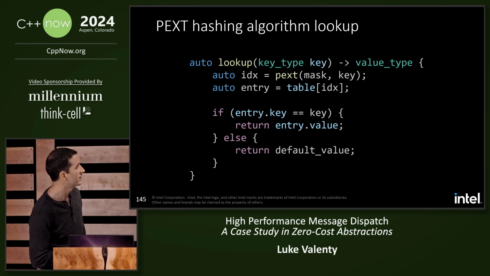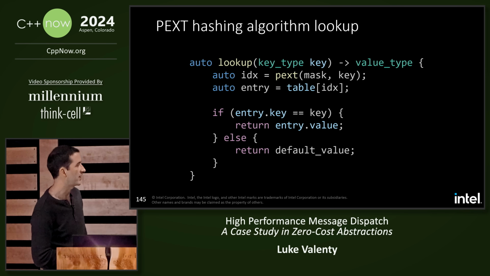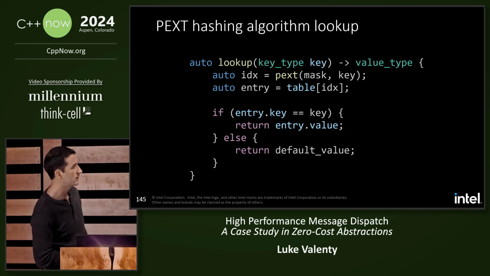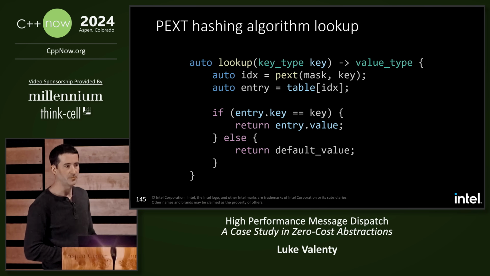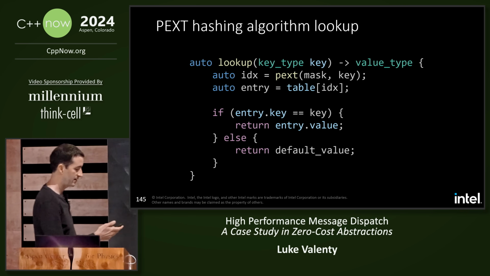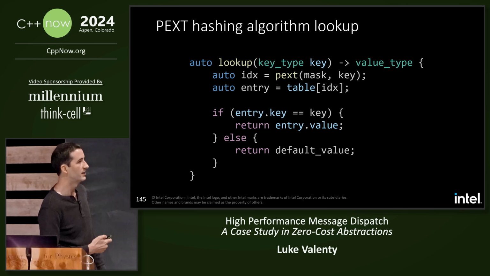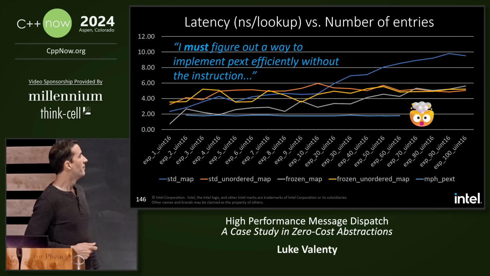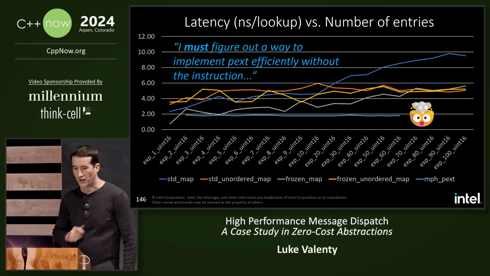So how does the lookup work? You apply PEXT to the key with your mask. You index directly in the table. You get the entry, and then you just check: is that the right one? Because it might not be, right? You can have aliasing. If it is, you return that. Else, you just return the default value. That's so simple. This is just a handful of instructions, just like what we saw. Chris was not messing around. So I want this still.